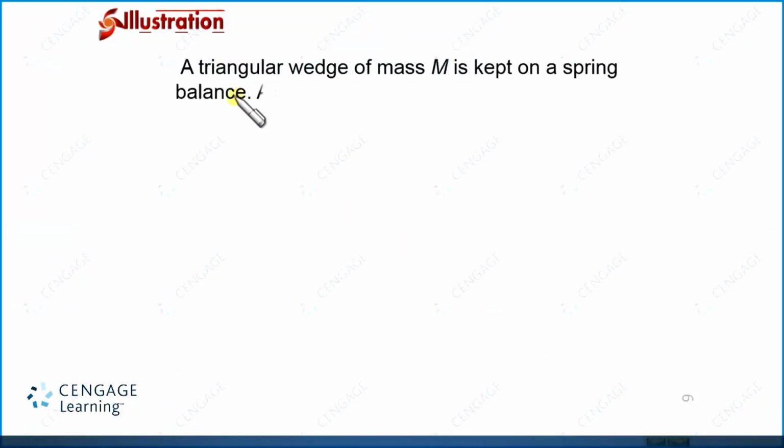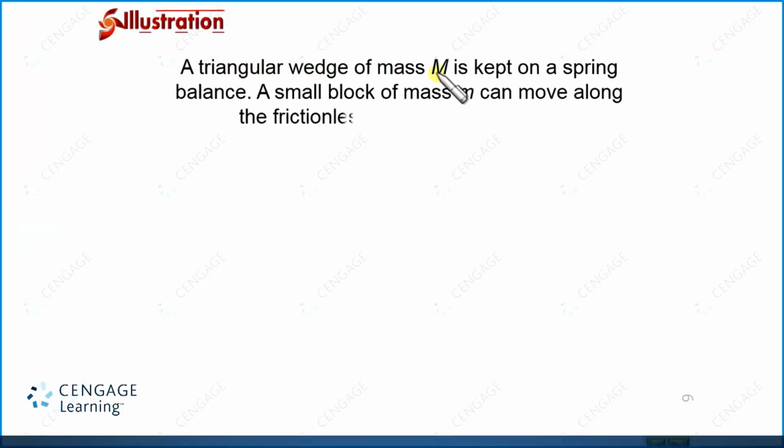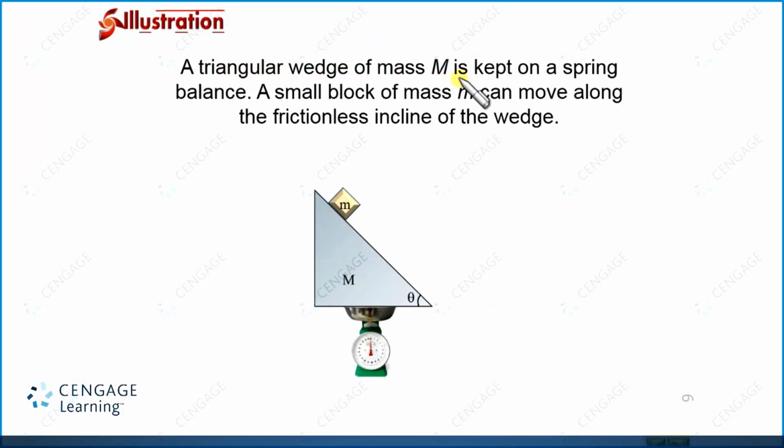In this illustration, we are given a triangular vase of mass capital M kept on a spring balance. In the diagram, you can observe this is the spring balance, this is the triangular vase. A small block of mass small m. This is the small block. That means the size of this block is very small in comparison to this capital M.